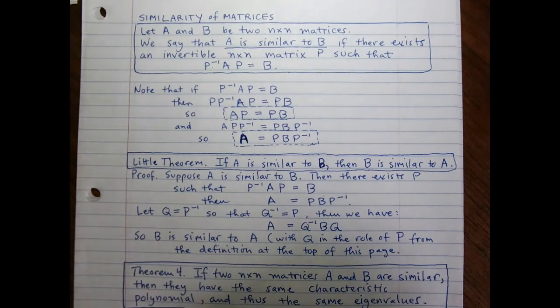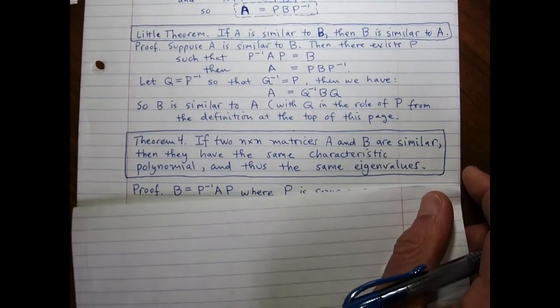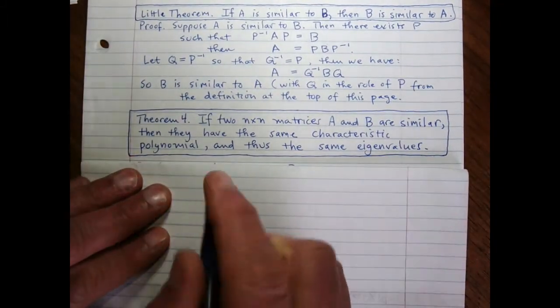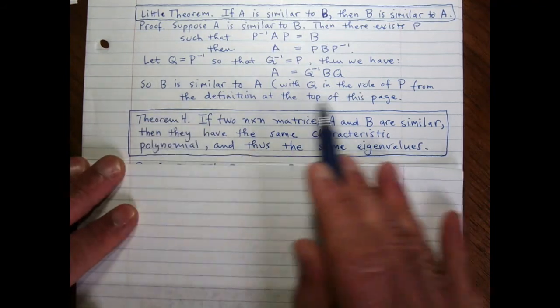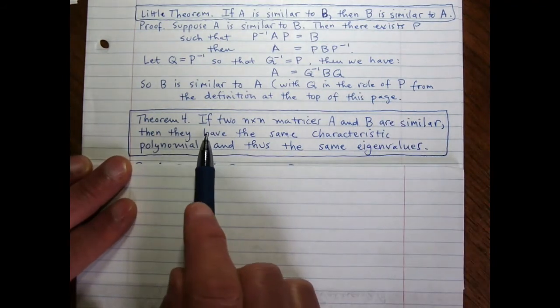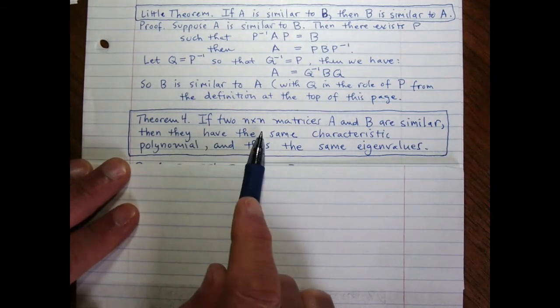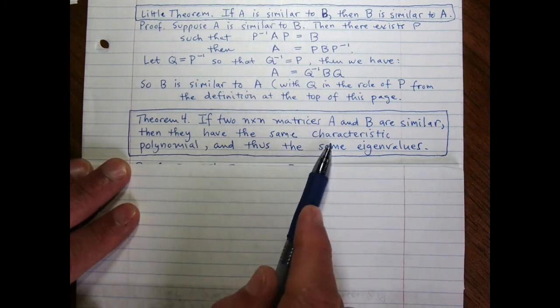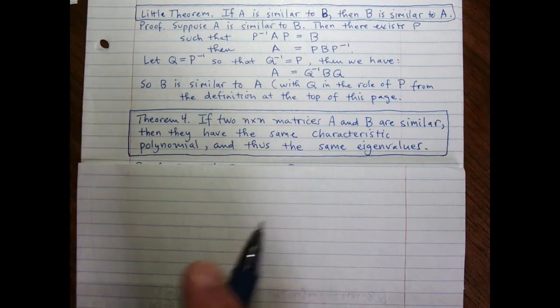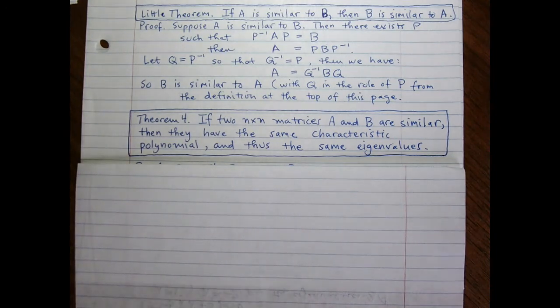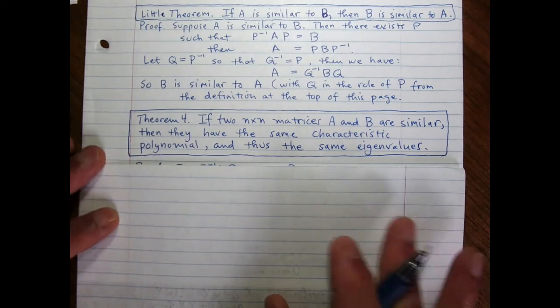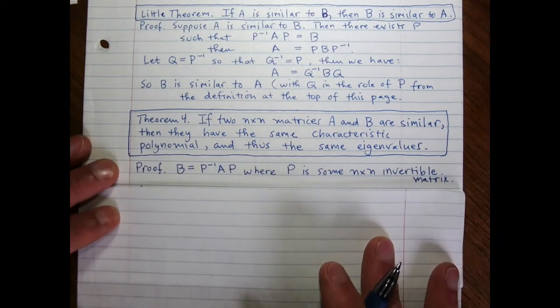And now Theorem 4. You might say, well, why would we care about similarity? What's the point? This is meant to help us see why we would care. If two n by n matrices A and B are similar, then they have the same characteristic polynomial and they have the same eigenvalues. So similar matrices have the same eigenvalues. Let's go through the proof.